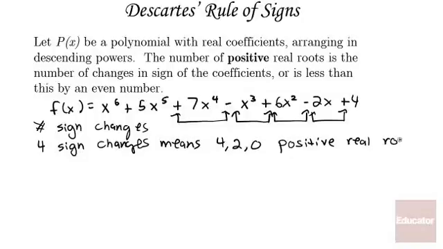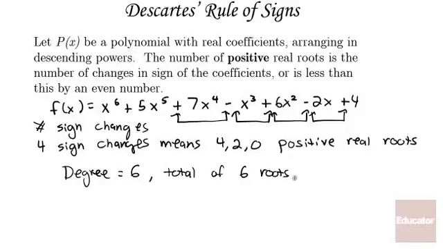So again, take the polynomial, arrange it in descending powers, and then look at the number of sign changes. I have 1, 2, 3, 4 sign changes. That tells me that I will have at most 4 positive real roots. However, I may have less than this by an even number. So 4 minus 2, 2. 4 minus 4, 0. So I have 3 possibilities. I may have 4 positive real roots, 2 positive real roots, or 0 positive real roots. And since the degree equals 6, I have a total of 6 roots. 4, 2, or 0 may be positive real roots.